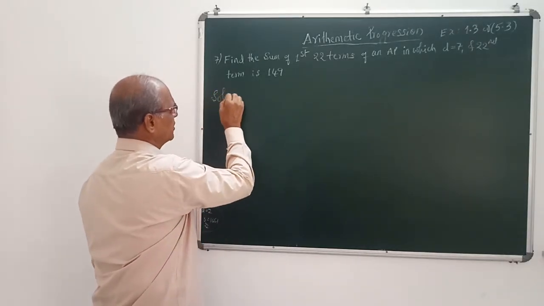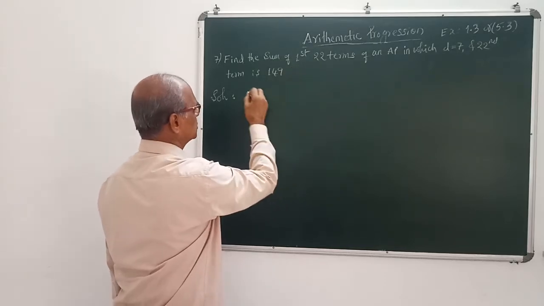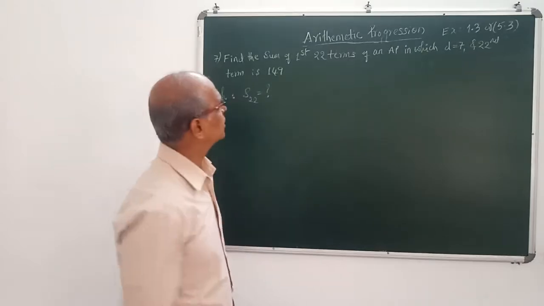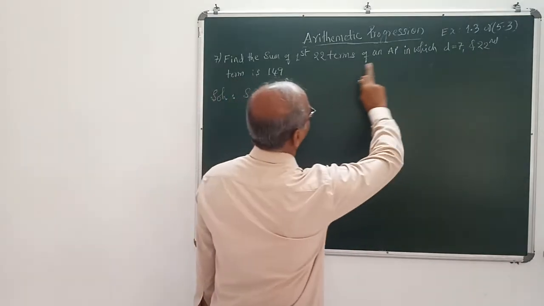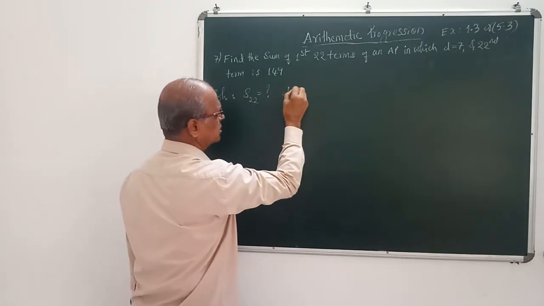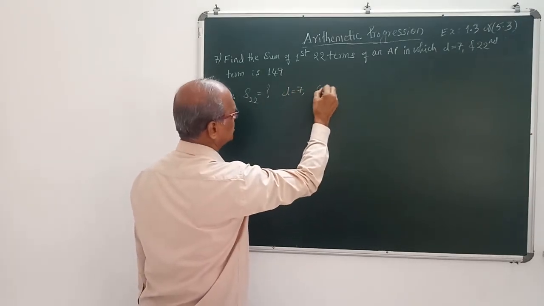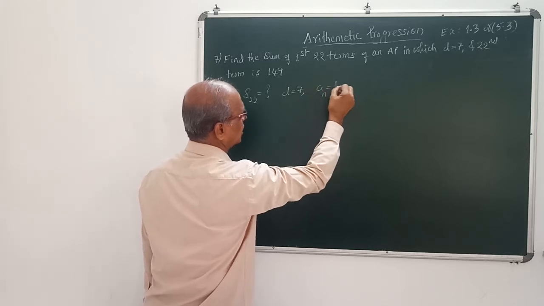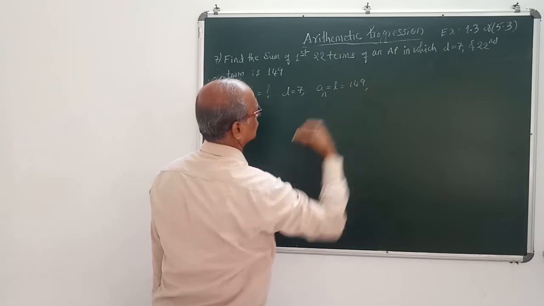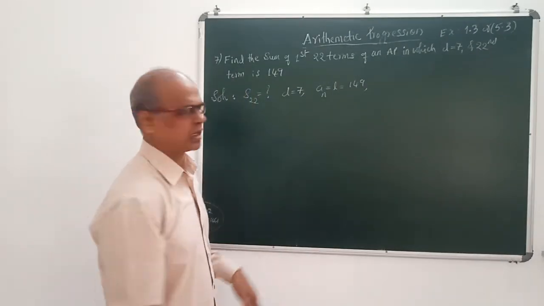Okay, here what is given? Find the sum of first 22 terms. That means we have to find S22. Then the first 22 terms of an AP in which D is 7. That means D is given as 7. 22nd term, that means An is equal to L is equal to 149. Right. So we have to use An formula first and find A.